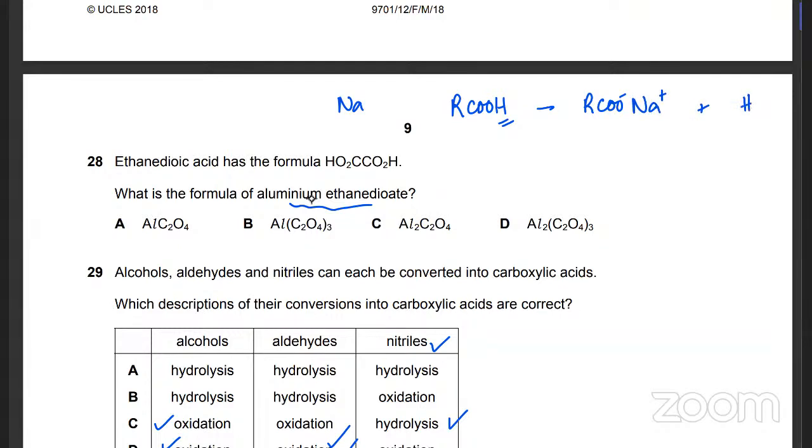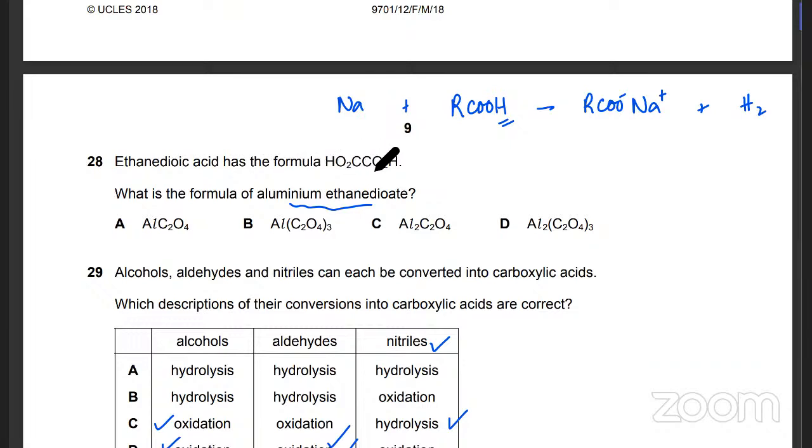And with the metal, it's going to be hydrogen gas. If it's a base, NaOH, it will produce water. If it's a carbonate, Na2CO3, it will produce water and carbon dioxide. But that's how the salt is produced. The H is lost, replaced by whatever cation is coming in.